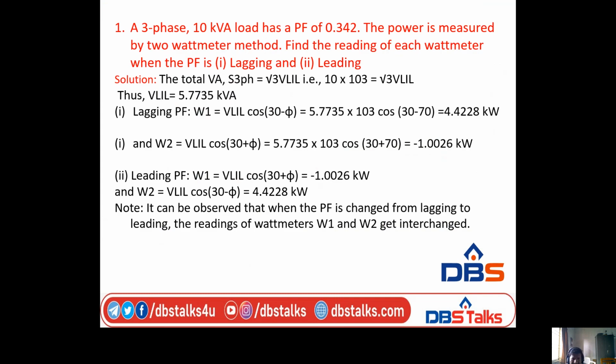A three-phase 10 kVA load has a power factor of 0.342. The power is measured by the two wattmeter method. Find the readings of each wattmeter, where the power factor is lagging in the first case and leading in the second.